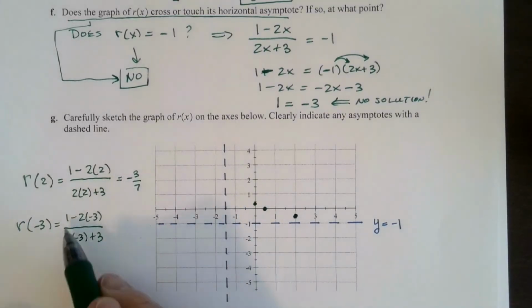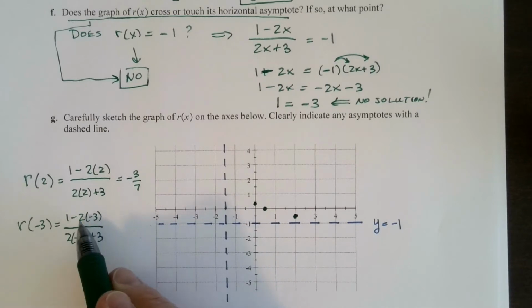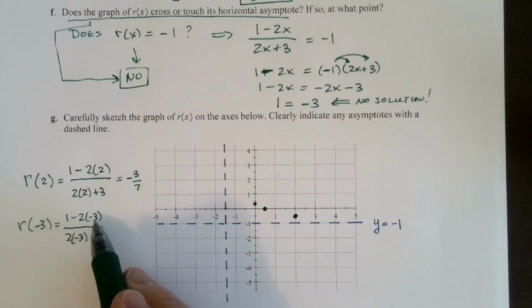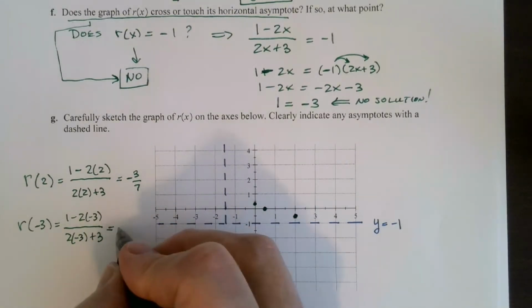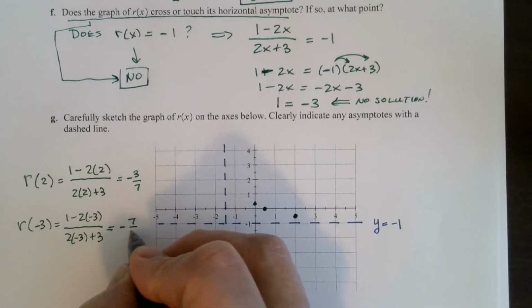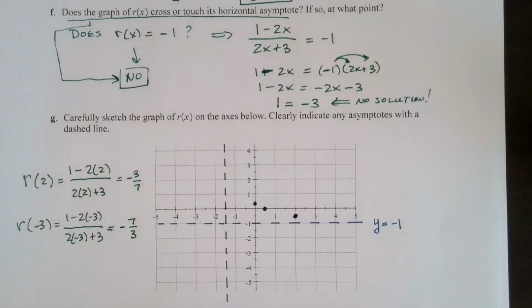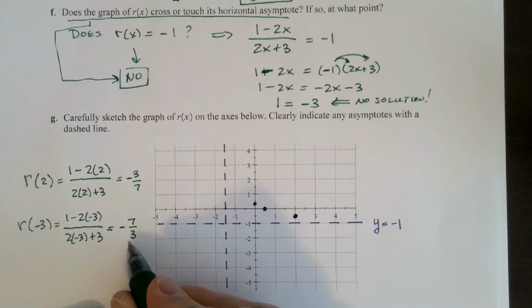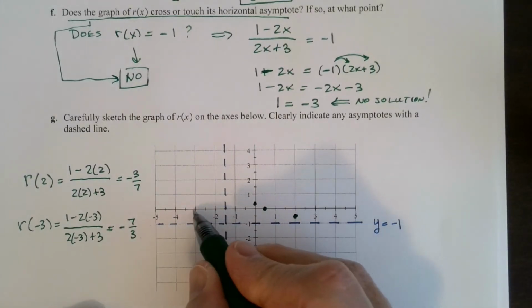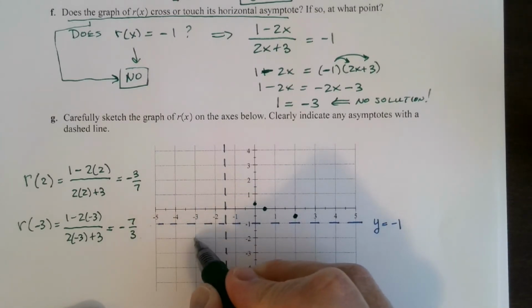And up top I get 1, negative 2 times negative 3 is positive 6. 1 plus 6 is 7. And down here I get negative 6 plus 3. Negative 6 plus 3 is negative 3. I get 7 divided by negative 3, which is negative 7/3. Interesting, we got a little flip or reciprocal there, but that's just by coincidence. So negative 7/3 is negative 2 1/3. So if I go to x equal negative 3, the y is negative 2 1/3. So right about down here.